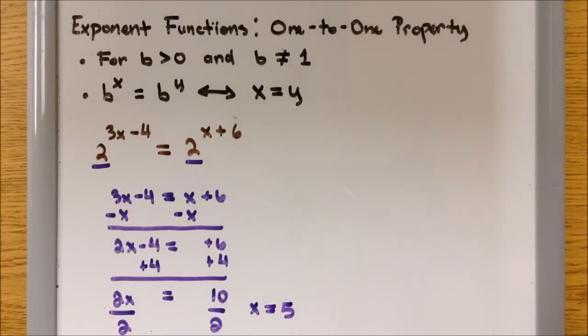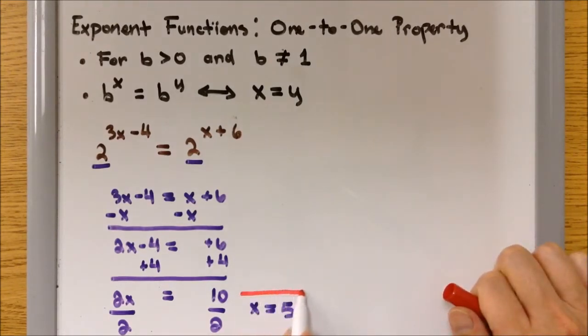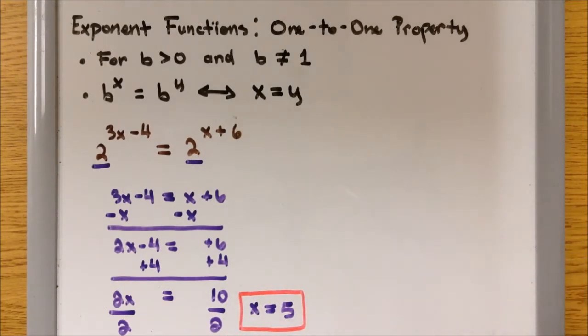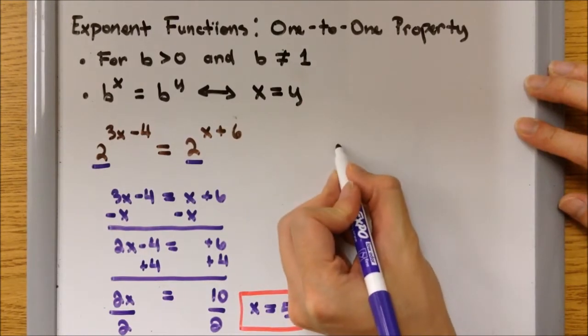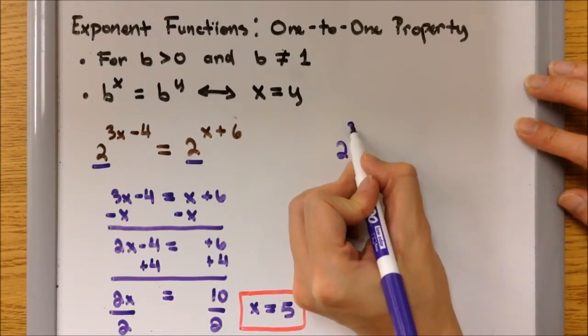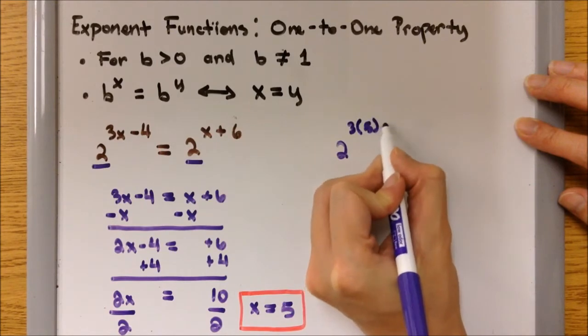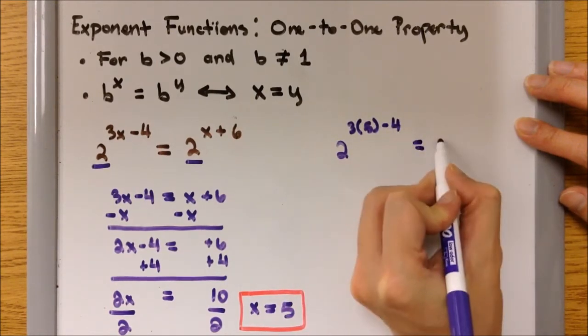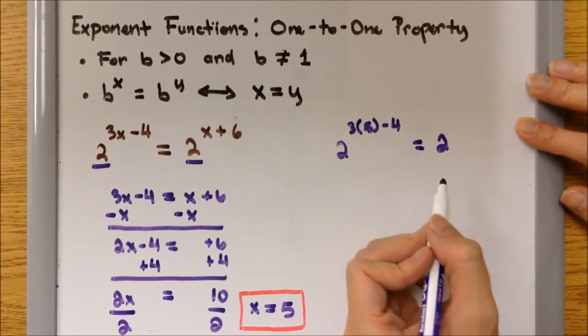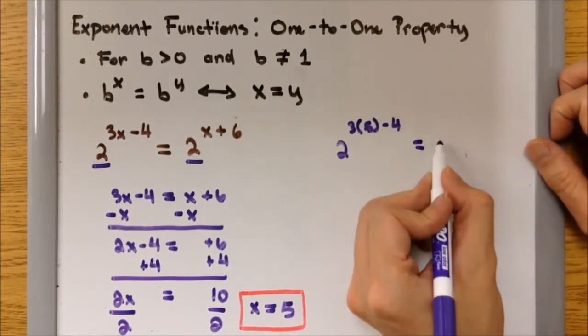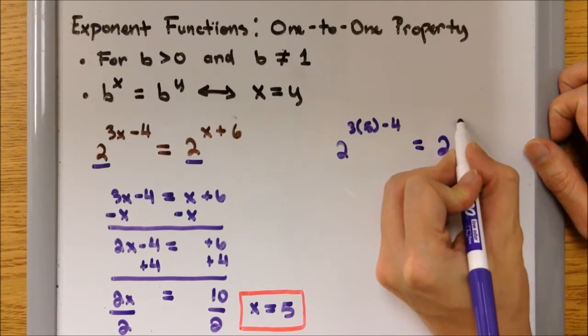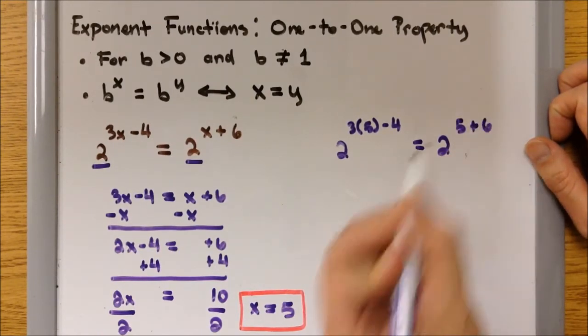So when we're solving, that's basically where you stop for this solution. Now, if you really want to check if it's correct, all you gotta do is plug it in for x. So I'm going to write it out. 2 to the power of 3 times 5 minus 4 equal 2 to the power of 5 plus 6.